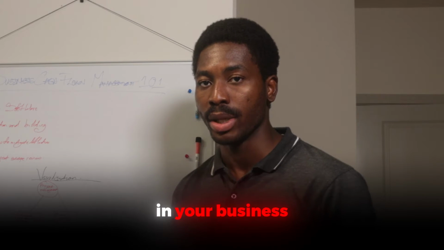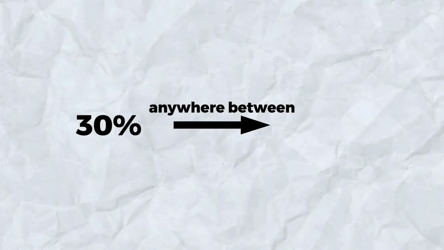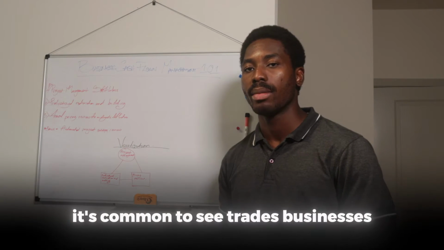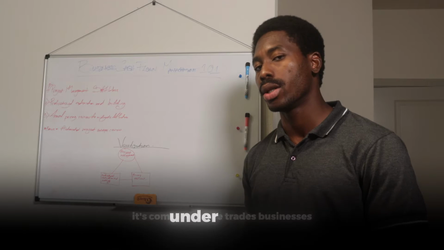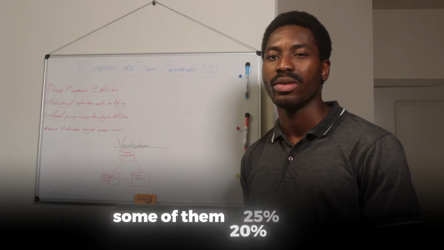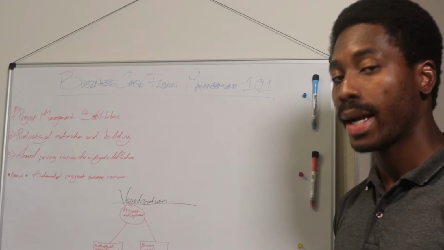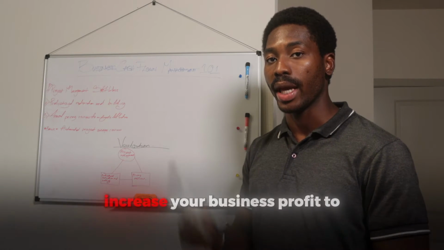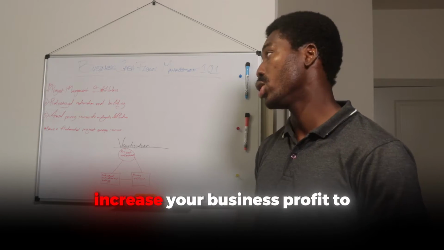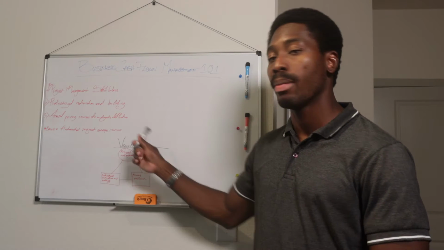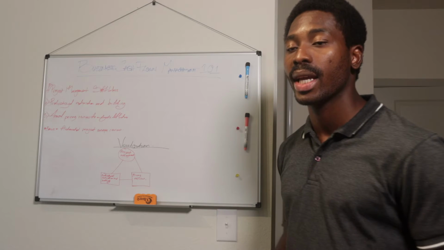profit margin in your business, anywhere between 30 and 50% profit margin in the trades. Because I know typically it's common to see trades businesses under 20%, some of them, if they're lucky, 25%. But if you implement these right now in your businesses, you can increase your business profit to 30, if not up to 50% annually just by implementing these into your business. So let's go ahead and get started.